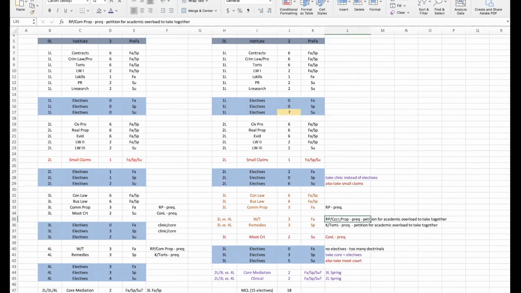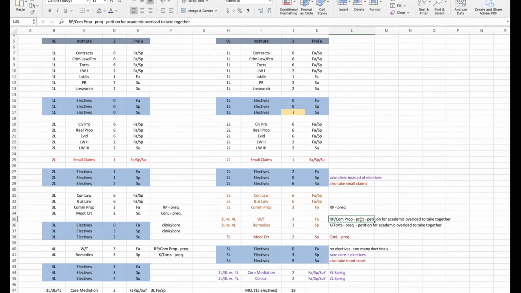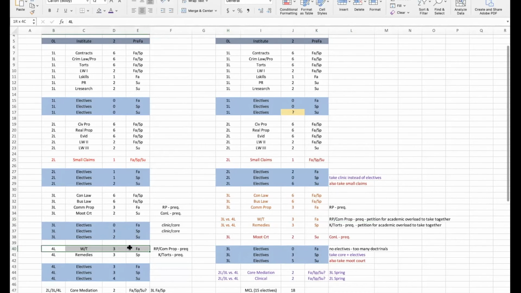In order to do this, they also have to waive prerequisites, because you'll notice that community property is a prerequisite to wills and trust. And normally you take wills and trust in the 4L year. But here we're petitioning to take wills and trust and community property at the same time in your 3L year in the fall, right? So in order to do that, you have to show, hey, I can handle community property and wills and trust plus con law and business law.